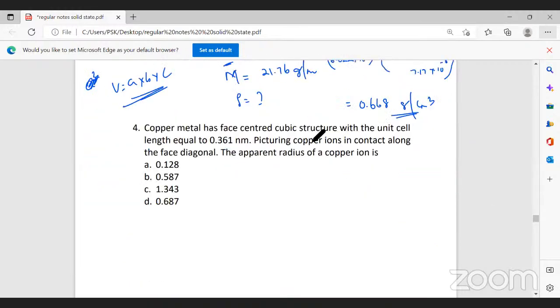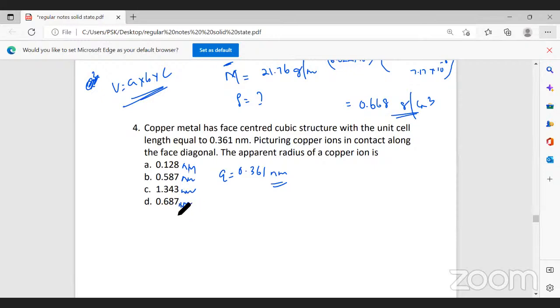Copper metal has face-centered cubic structure with a unit cell length of 0.361. That means they've given you a as 0.361 nanometers. In the options, I should have typed nanometers. I didn't do it yesterday.